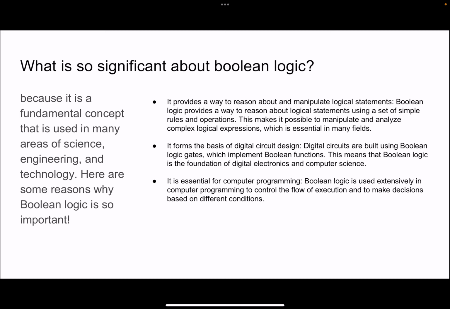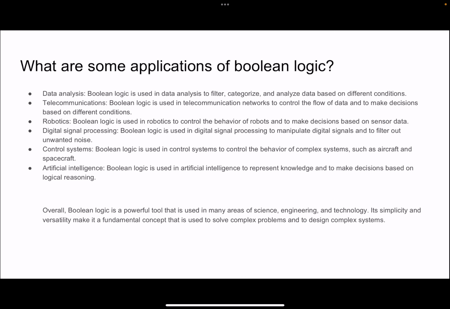It forms the basis of digital circuit design. Digital circuits are built using Boolean logic gates, which implement Boolean functions. That means that Boolean logic is the foundation of digital electronics and computer science. It is essential for computer programming. Boolean logic is used extensively in computer programming to control the flow of execution and to make decisions based on different conditions.